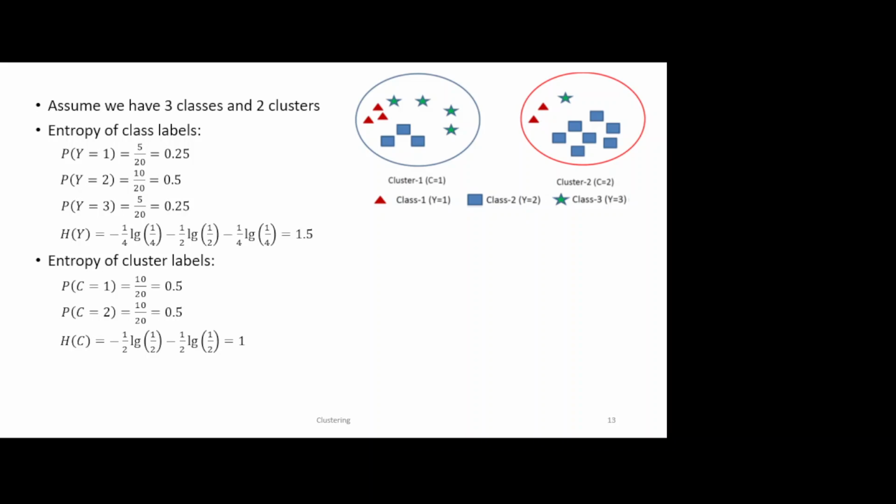So here comes the example, and we will show how we calculate. Suppose we have three classes, and in our clustering algorithm we have only two clusters. So we have two clusters, but actually they are three different classes. In the first cluster, you have these different labels as the class labels: a triangle, square, and star, three different classes. The second cluster also has the three classes.